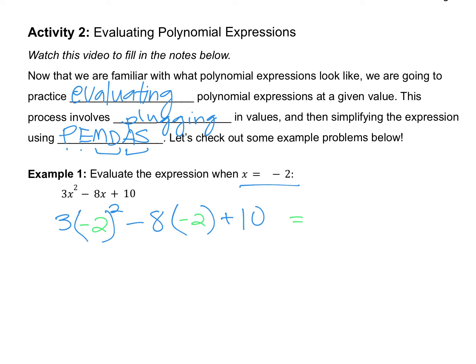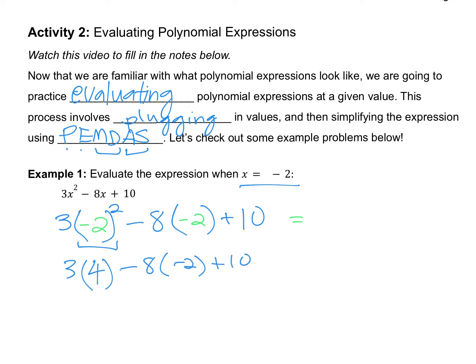So PEMDAS, parentheses. Parentheses are already simplified, just negative 2's in each parentheses. So then we move to exponents. We have the exponent, the small 2. So this negative 2 to the second power is negative 2 times negative 2, which is 4. Notice the negative goes away because a negative times a negative is a positive. And then the rest I haven't done anything with, so I'll just copy it down.